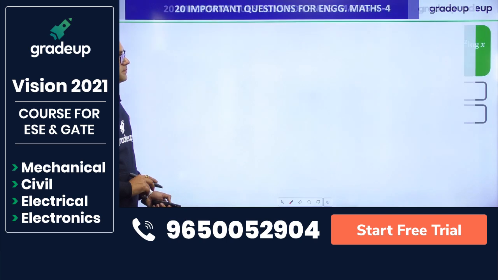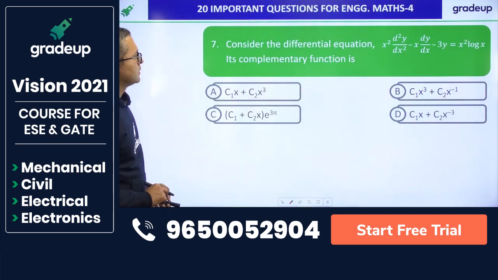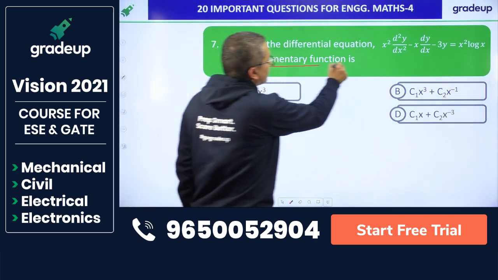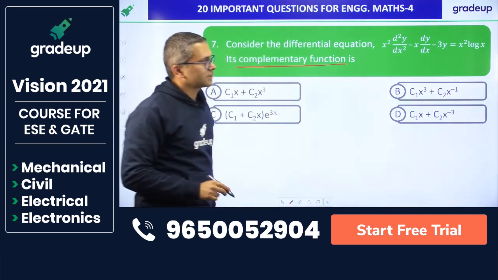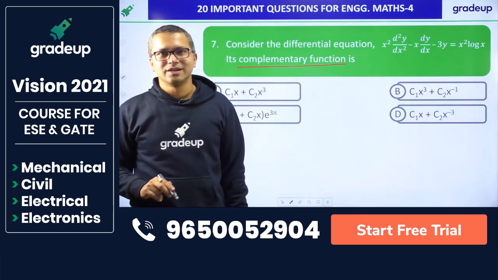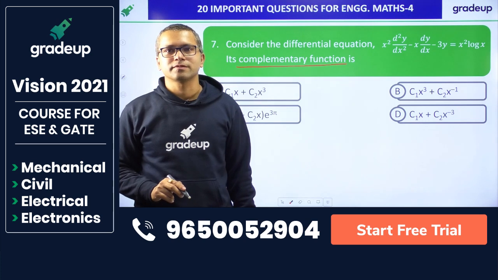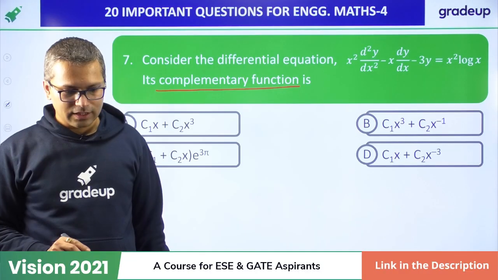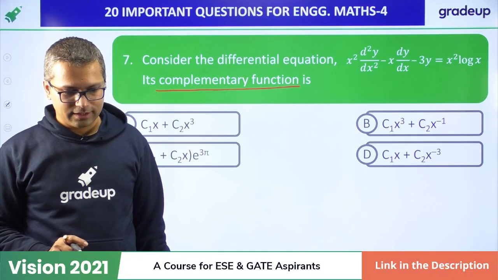Okay, next question. Fine. Complementary function you have to find of a homogeneous linear system of differential equations. So what do you think it should be? Come on guys, I'm looking for answers.